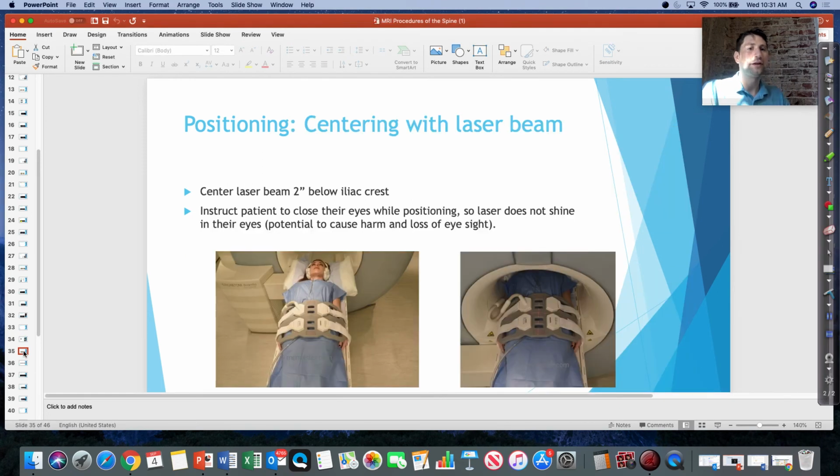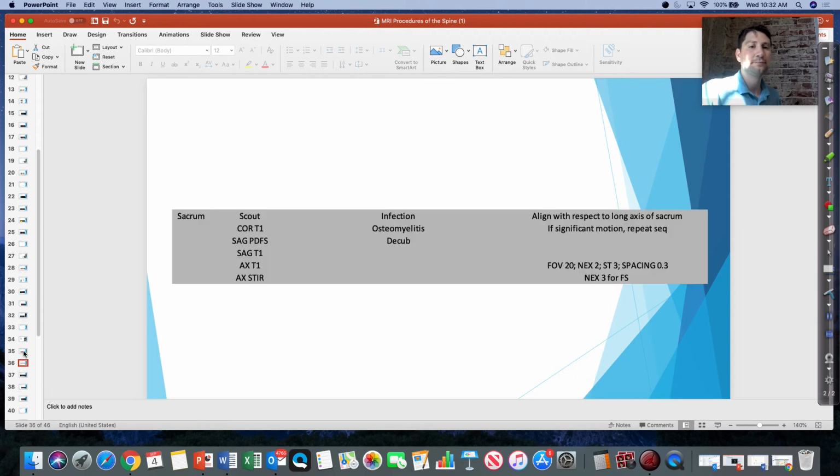We're going to be centering our laser light almost just like x-ray for a pelvis, 2 inches below the iliac crest or a little bit below the ASIS. Here is our MRI protocol. This is from our MSK because we're really dealing more MSK than actual spine when we're dealing with the sacrum. So this is our MRI protocol here.